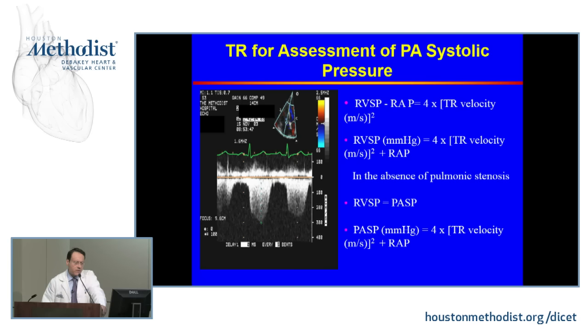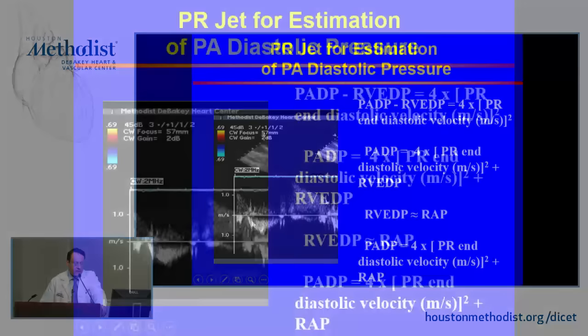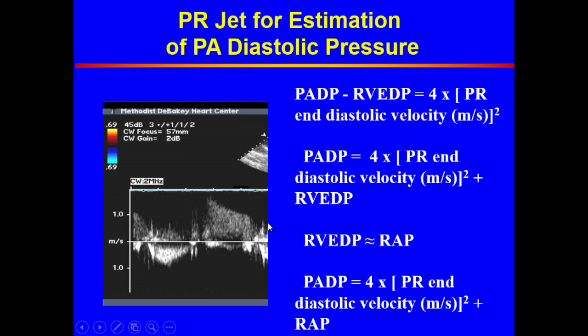Take a look at how this MR jet is rising. Does it rise slowly? Does it rise fast? That corresponds to a rapid rise in LV pressure. And the same can be done for the TR jet. That's an example for an LV end diastolic pressure estimation.